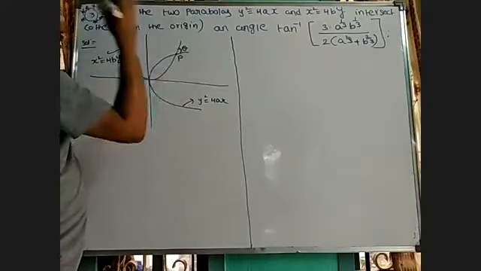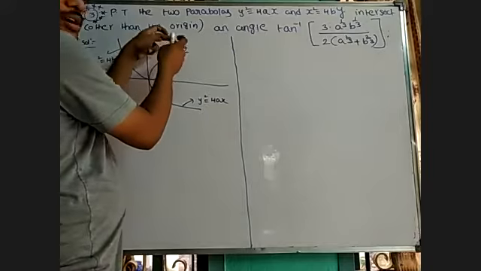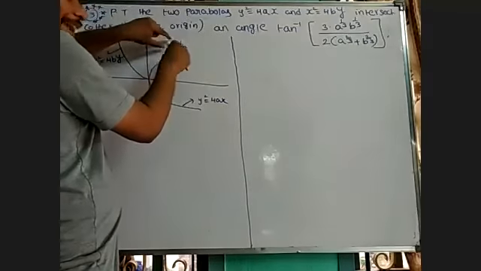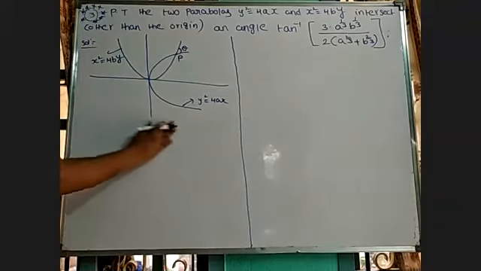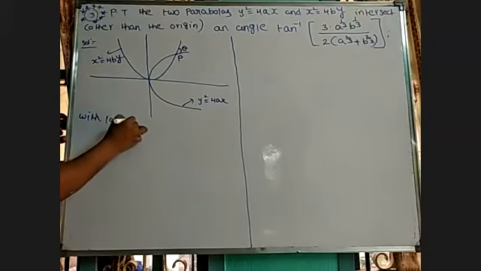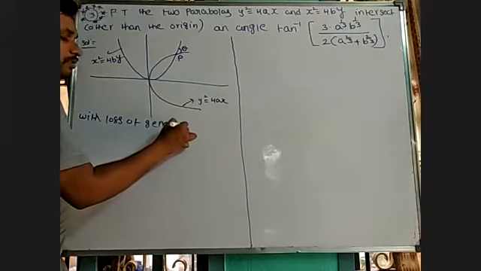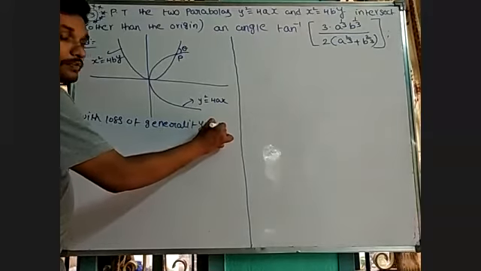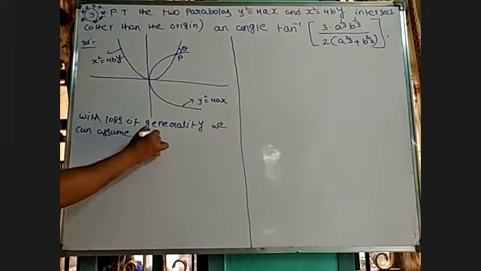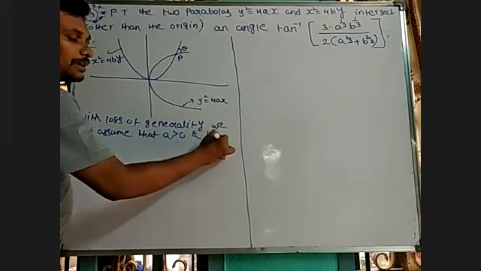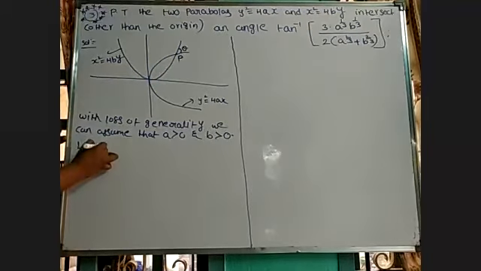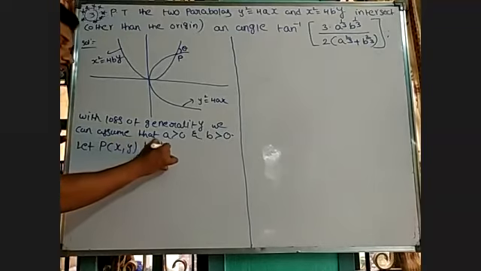If you see that, here this point is P. They are asking what this angle is. They are asking this angle between these parabolas intersecting there. Understood? Next, if you see there, we can draw a diagram like this. Next, without loss of generality, we can assume that a greater than 0 and b greater than 0. Okay, let P x comma y be the point of intersection.